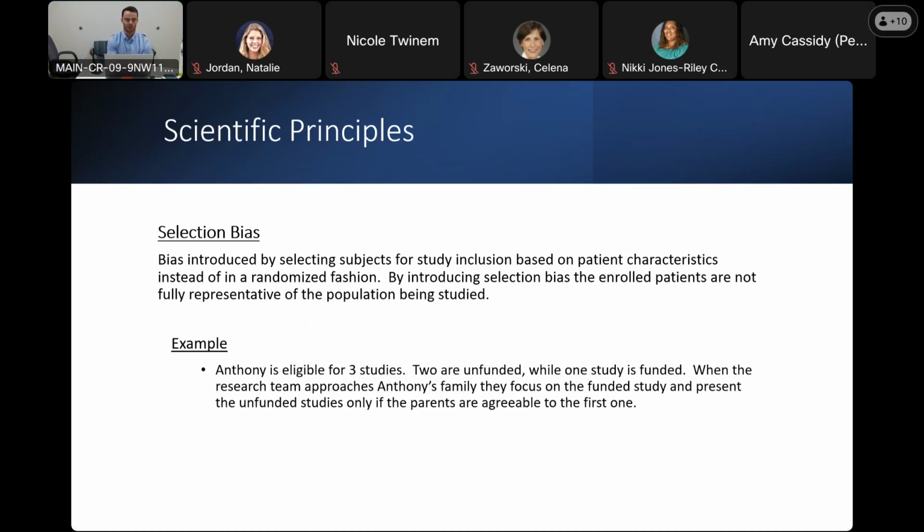As an example, we have a child, his name's Anthony, he's eligible for 3 studies. 2 are unfunded, while 1 study is funded. When the research team approaches the family, they focus on the funded study and present the unfunded studies only if the parents are agreeable to the first one. This is one approach that may have been taken in the past or at present day with certain institutions or teams within those institutions.